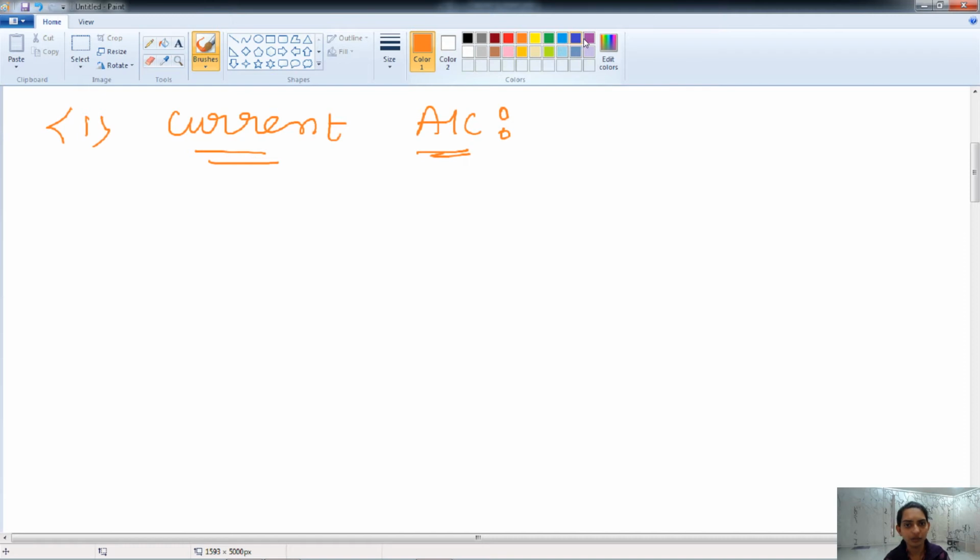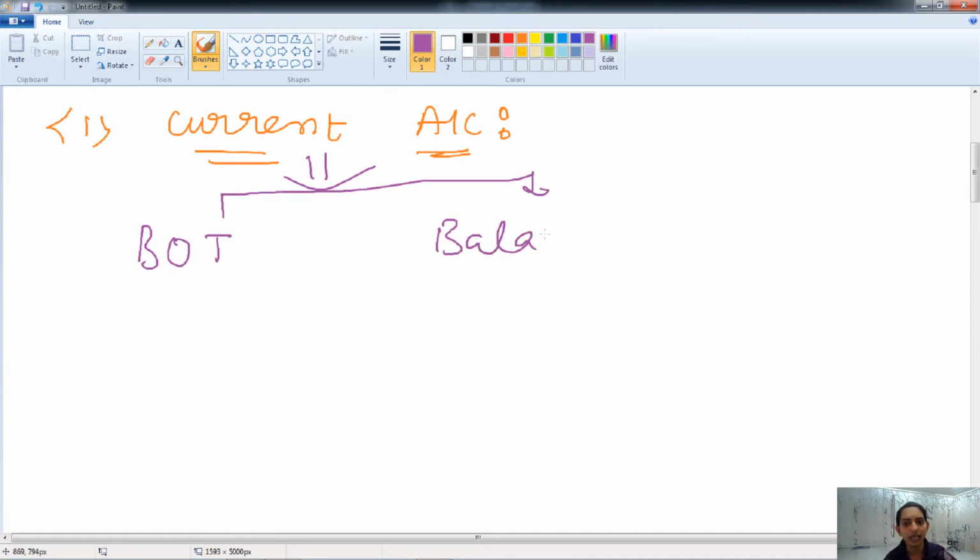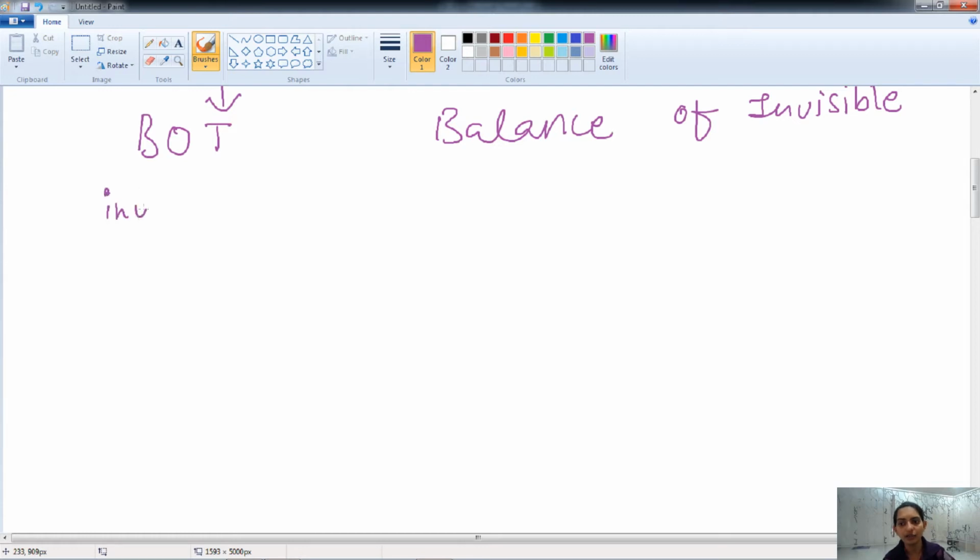The current account is further divided into two parts, the balance of trade and the balance of invisibles. Balance of trade is also known as visible items. So the current account includes the balance of trade and the balance of invisibles. Balance of trade is known as visible items, or it is also called merchandise items.